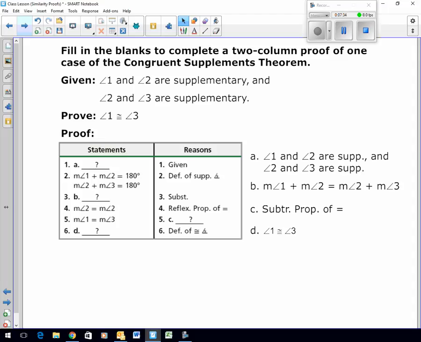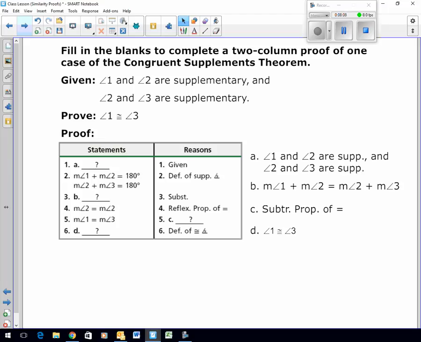Okay? Every single proof will start off like this. It'll have a statement, and you see what this word says? Given. And do you know where you look to find your given information? Right here, where it says given. So given says 1 and 2 are supplementary, and 2 and 3 are supplementary. So which one of these is going to go in A? Which one would I put right there? A.